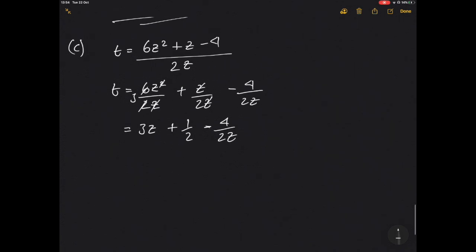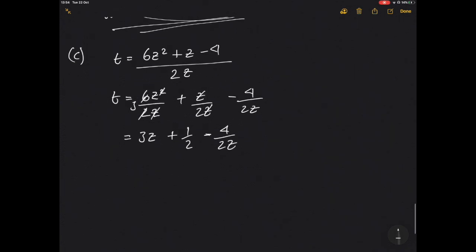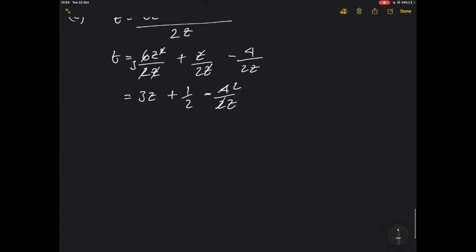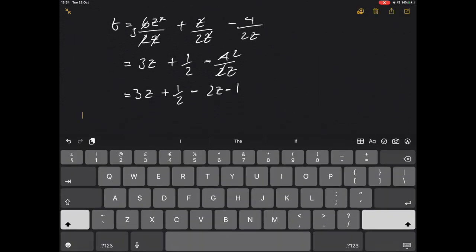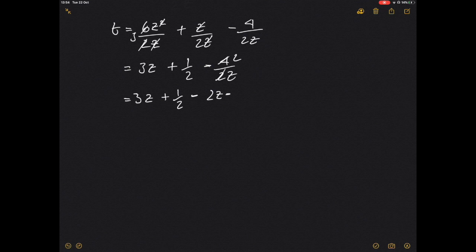Okay, so now we'll write it in index form, where we can cancel our 2's here. So we can write it in index form, where that would be 3z plus a half minus 2z to the power of minus 1.